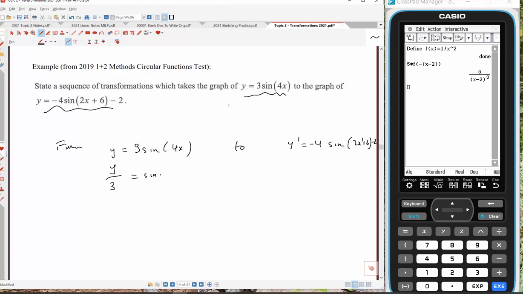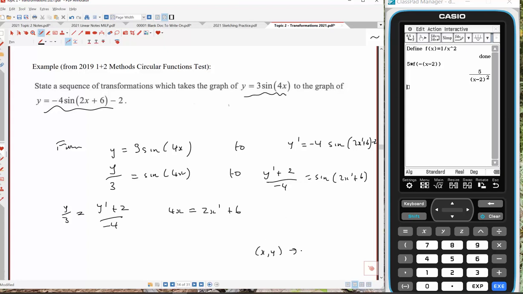Y on 3 equals sine 4x, going to y dash plus 2 over -4 equals sine 2x dash plus 6. Okay, y on 3 equals y dash plus 2 all over -4. 4x equals 2x dash plus 6. Okay, so remember, x comma y maps to this stuff here, which takes us to the images of x and y, the images of the originals. Okay, so this tells us that I need to make x dash the subject and y dash the subject. So let's do that first.